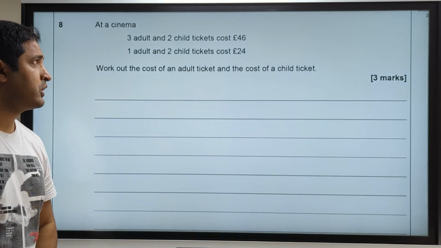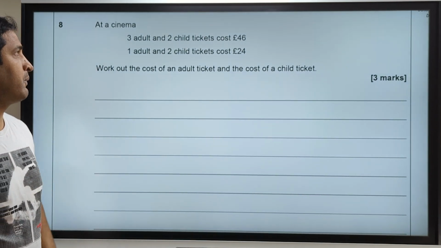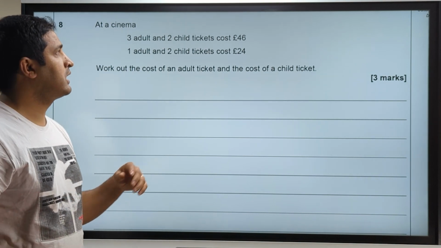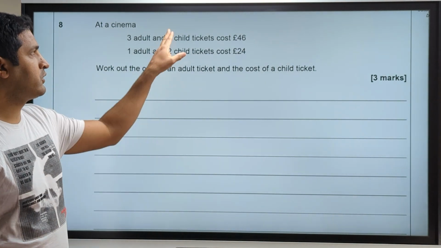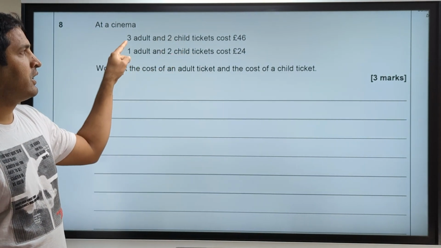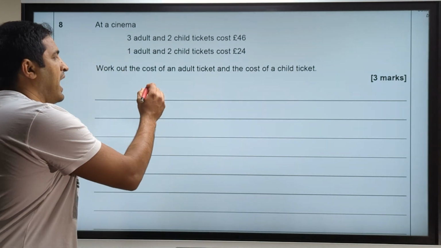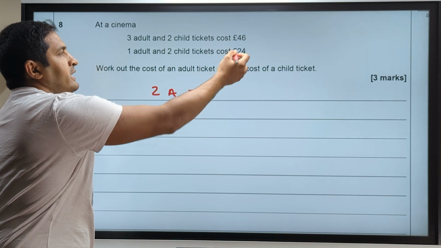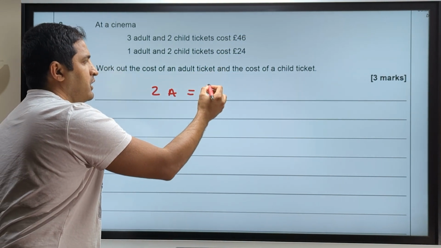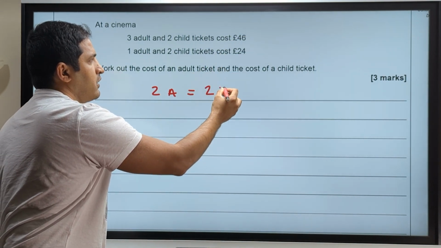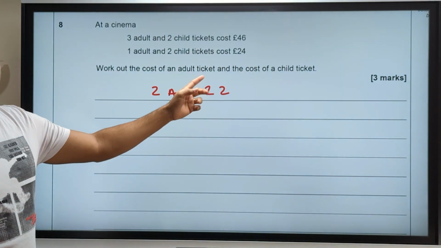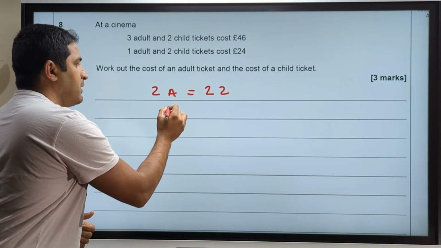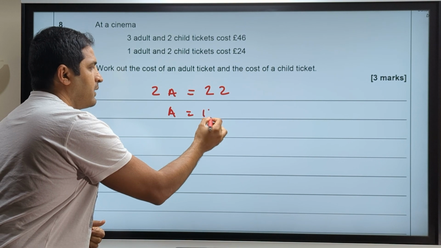Three adults and 2 children tickets cost £46, whereas 1 adult and 2 child tickets cost £24. So the child tickets are exactly the same, and we can work out the cost of 2 adult tickets. 2 adults would be 46 take away 24. That gives me 22. So if 2 adults cost you £22, then we know the 1 adult will cost you £11.